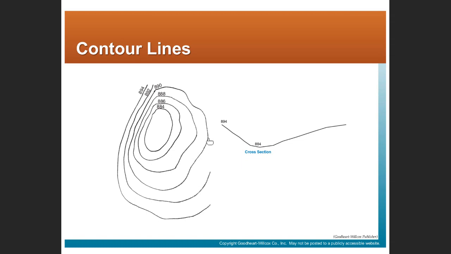Right? If you were standing on this piece of ground, it would make perfect sense to you what's going on because you just look down the hill. But if you're looking at these contours on a plot plan, it may be a little bit more difficult to visualize.